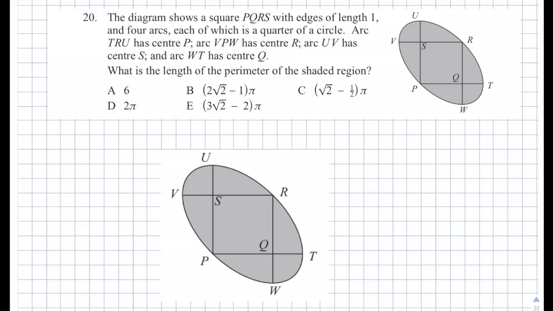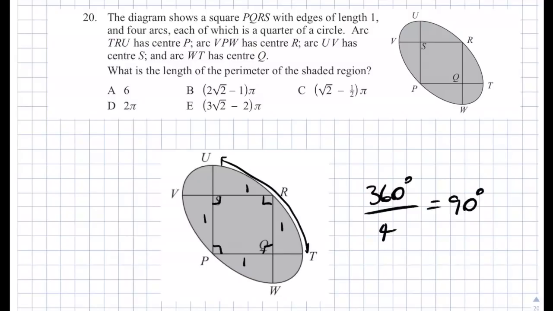So let's write down the information that we've been given in the question onto the diagram. PQRS is a square with length of sides 1. And we know it's a quarter of a circle, so all the interior angles of this square are going to be 360 degrees divided by 4, which is 90. In order to work out the perimeter of this shape, we are going to need to find the arc lengths of TRU and VPW, and also the arc lengths of UV and WT.